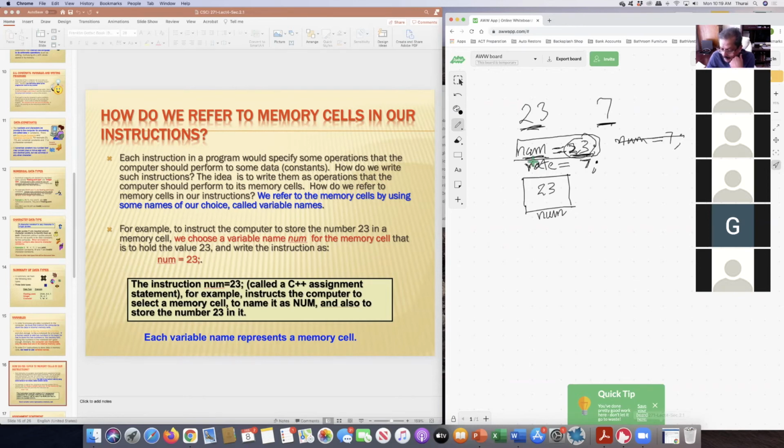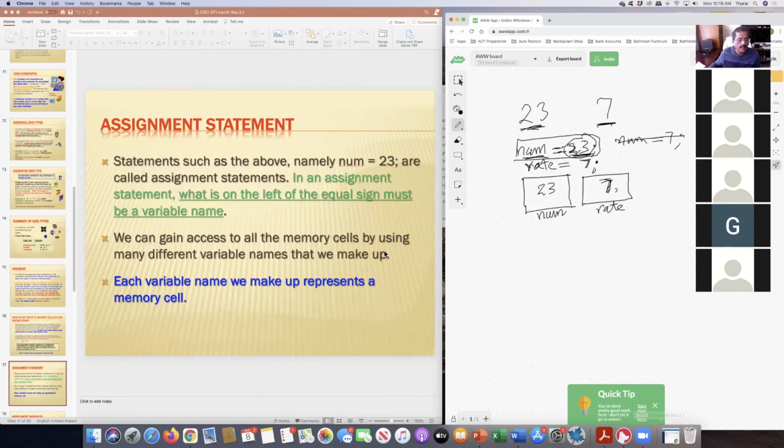And what does that mean? The second one, what does that do? It'll find the next available memory cell, name it as rate, and it'll put 7 in it. The number 7 will go in that memory cell. So we have stored two numbers in two memory cells. That's what we have done so far. So to store each number in the memory cell, you just have to make up another name and assign that number to that name. It's called assignment statement, but it really stores the value in the actual memory.